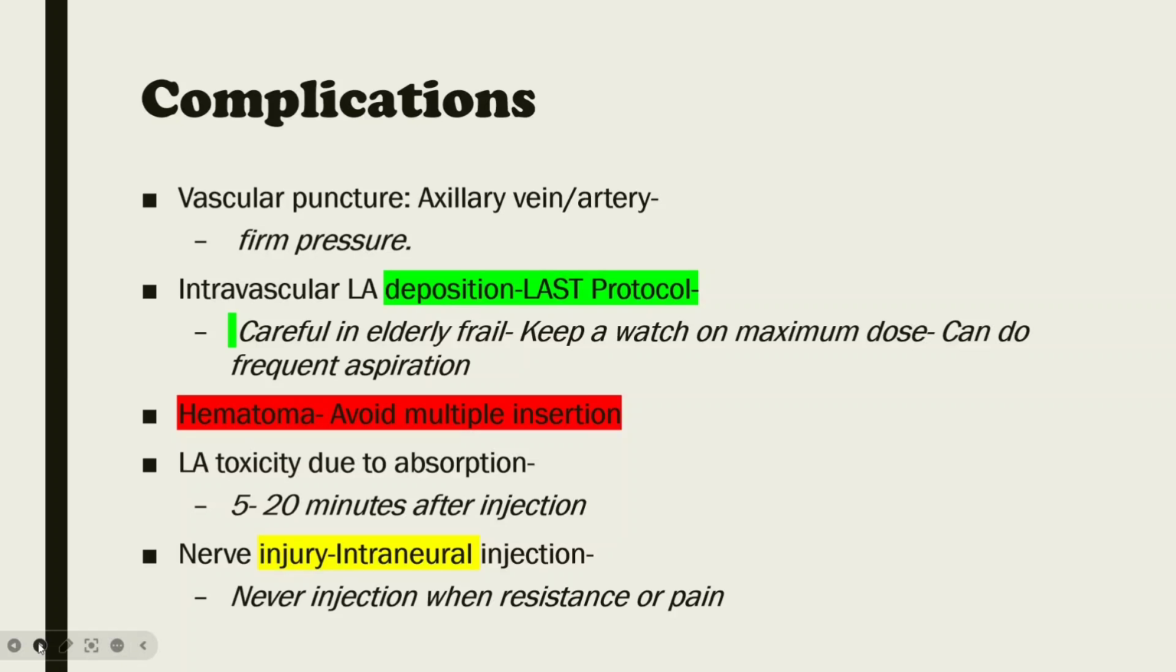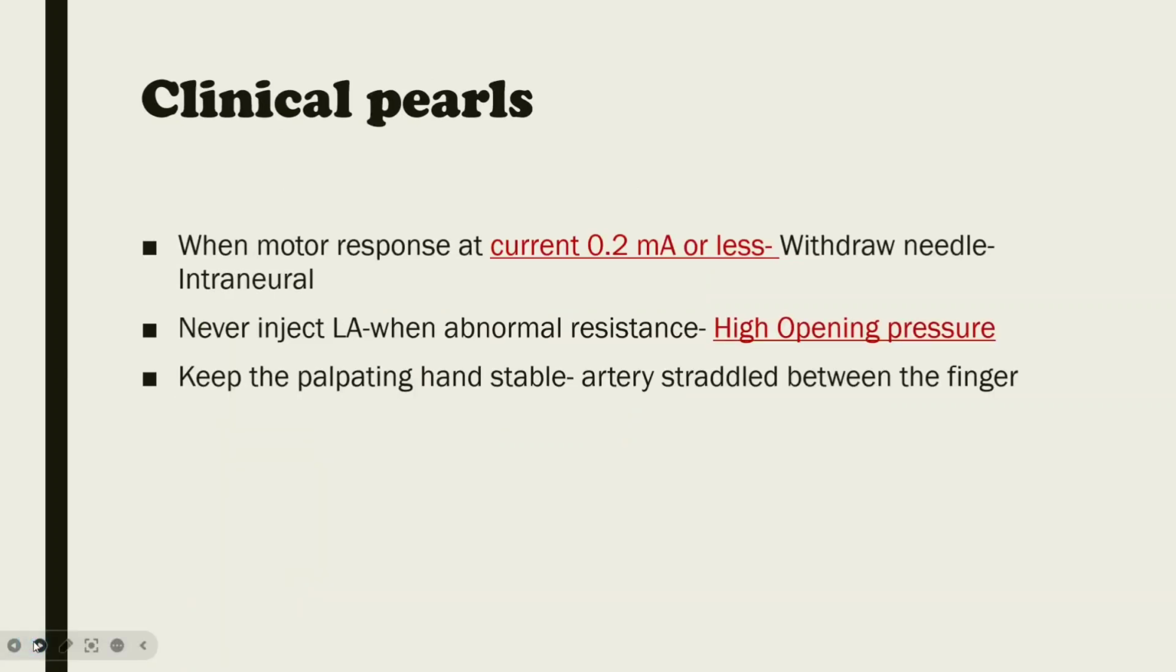Intravascular local anesthetic injection you can avoid by careful, frequent aspiration. We have to be careful in elderly or frail patients regarding the maximum dose, as local anesthetic toxicity can occur. Hematoma can occur if you are doing multiple insertions. Nerve injuries can occur if your injection pressure is very high. So always look for the motor response; when the motor response is below 0.2 or 0.3, withdraw the needle.